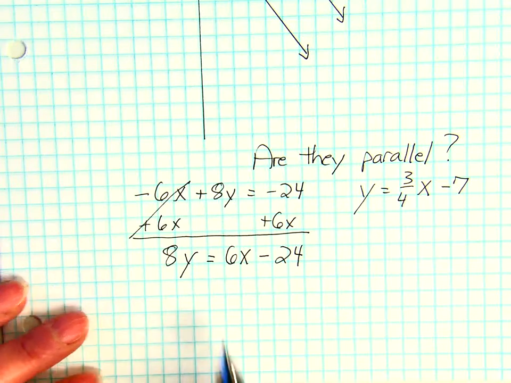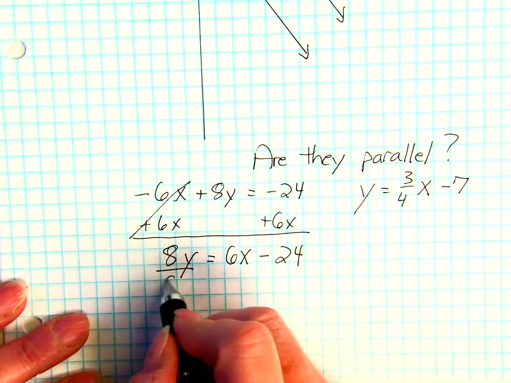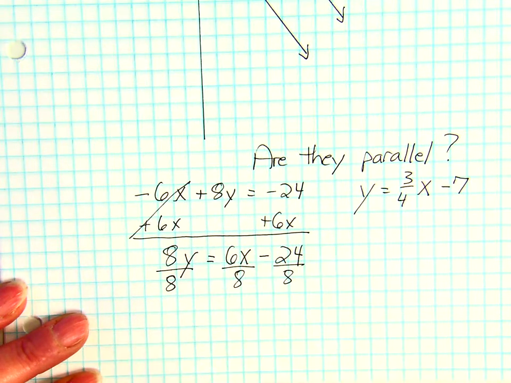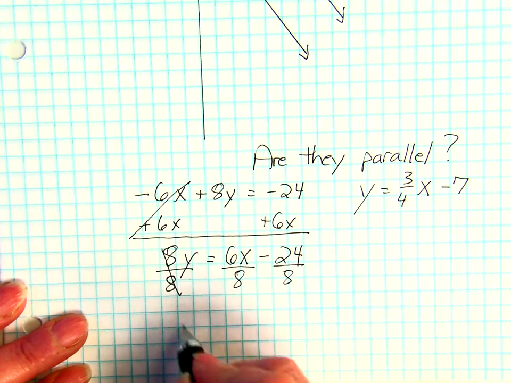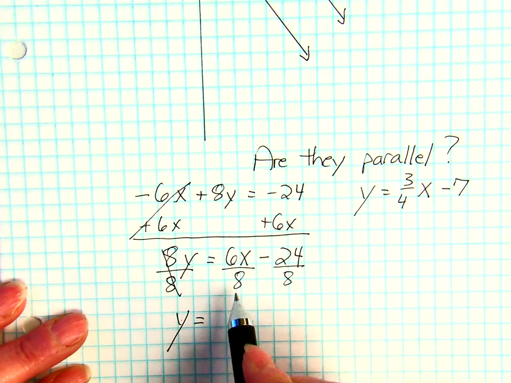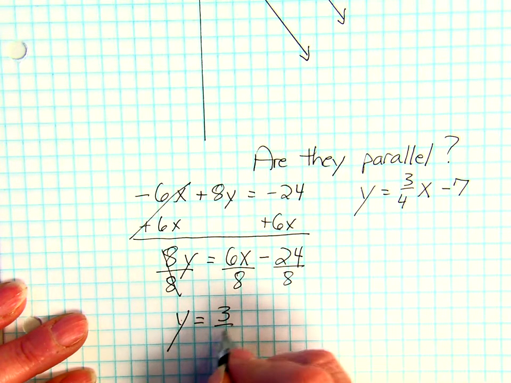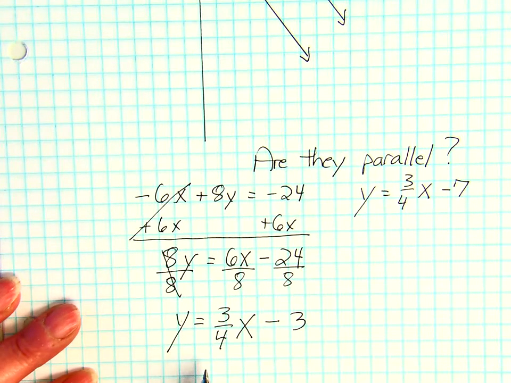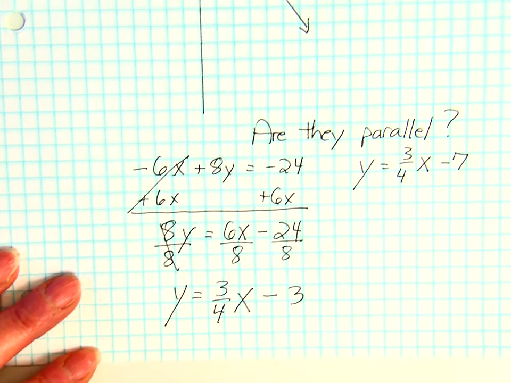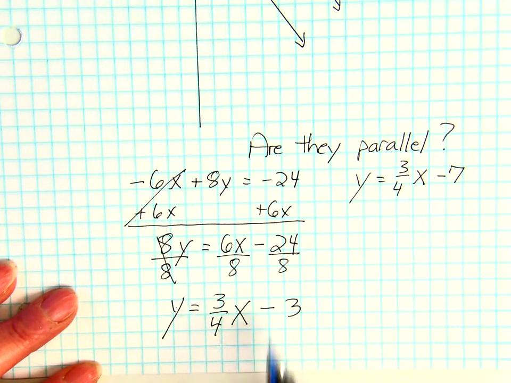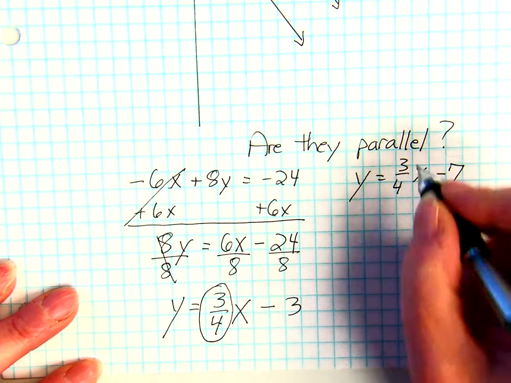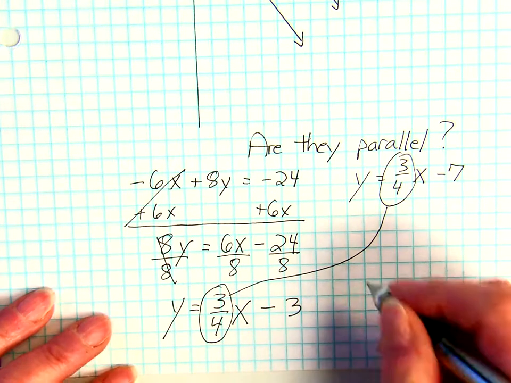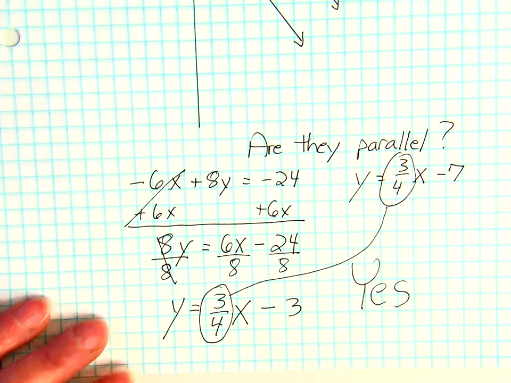But I need just one y. So I have to divide this by 8 and this by 8. This is going to give me 1y equals 6 over 8, which we know we can reduce to 3 over 4 x, minus 3. What you can see is that this slope is exactly the same as this slope. So you can say, yes, these lines are parallel.